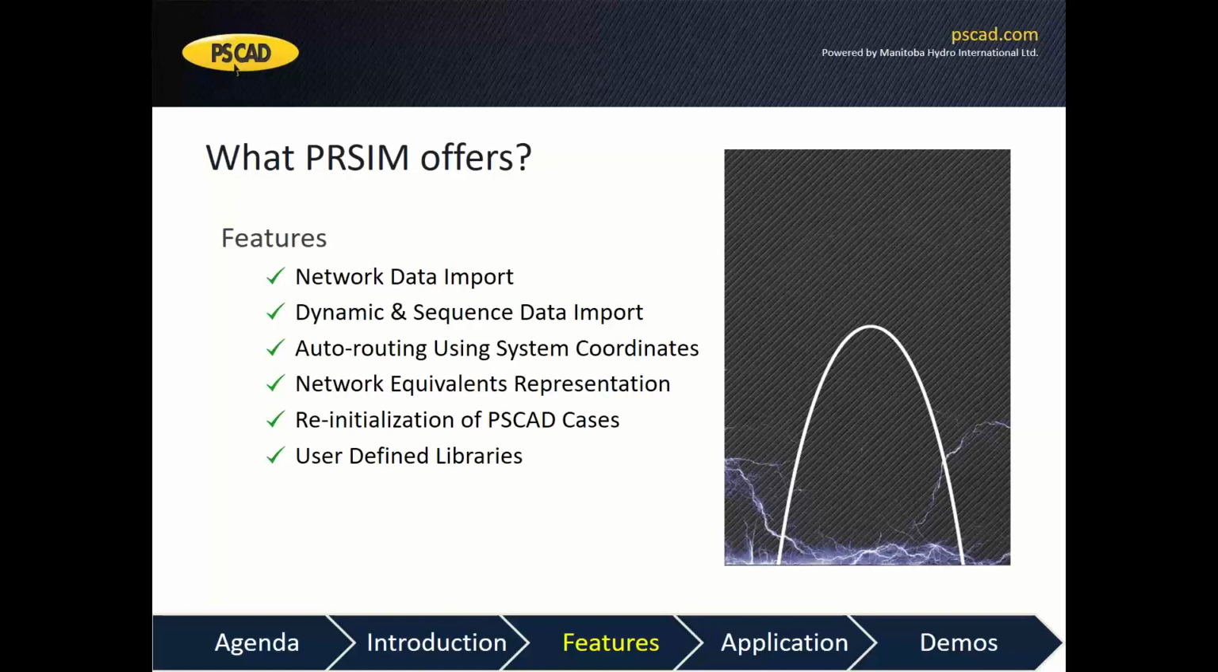It also forms NETEQ for unexpanded segments of the network. So it might be the case that you bring the whole circuit and the whole system to PRSIM, and then you are only interested in doing transient studies on part of that system. And at that point, you can leave the rest to be modeled as a network equivalent module through PRSIM.